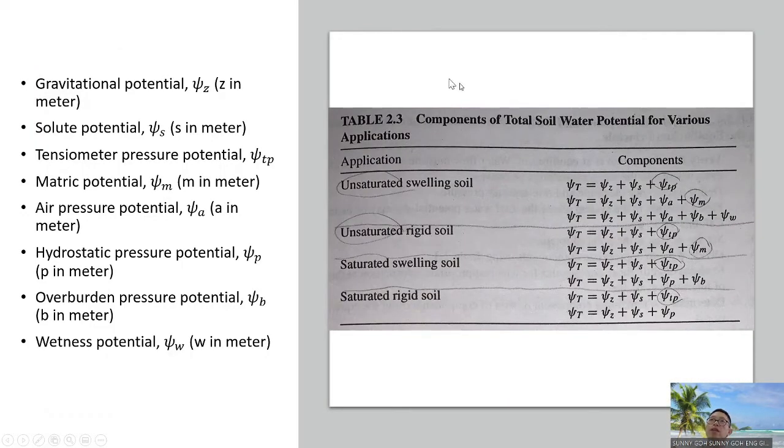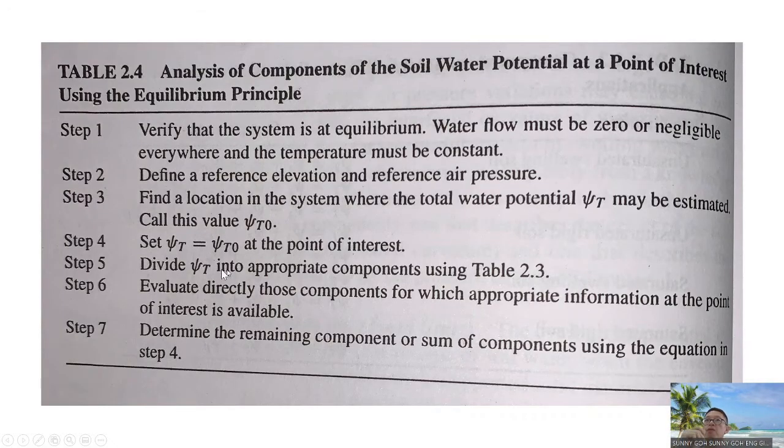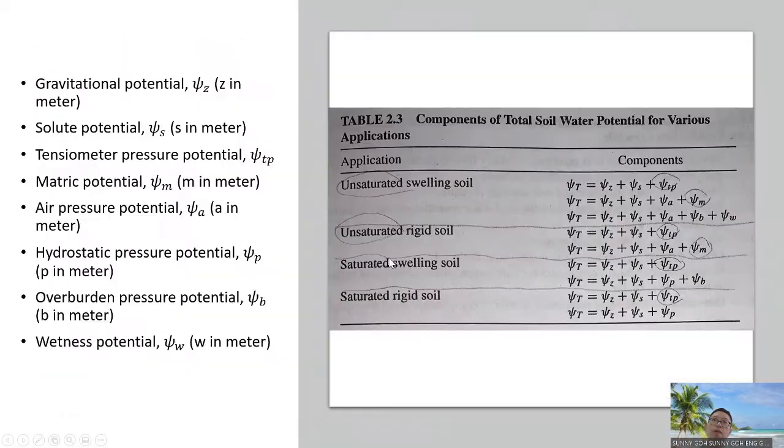And step 5, divide the WT into appropriate components using table 2.3. Table 2.3 yang slide lepas tu, ya kan, table 2.3 ni. Okay, so kita gunakan table 2.3 ni, yang persamaan ini, yang kita kena pilih salah satu lah yang sesuai untuk sistem kita. So we must pick an equation that is appropriate lah, based on table 2.3. So we pick the component of this equation that is appropriate to our system.